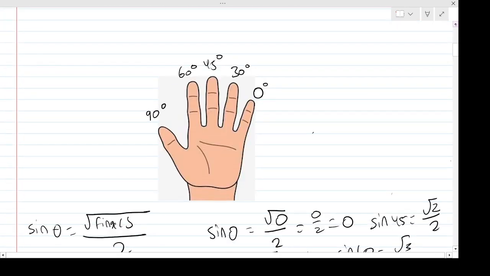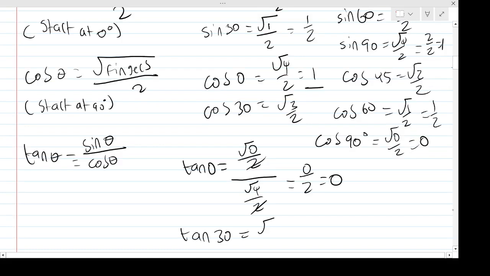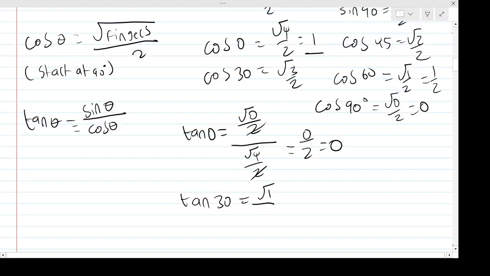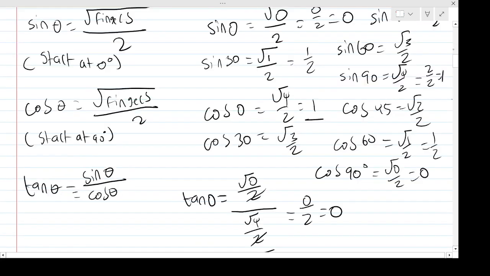again, we want sine and cos 30. Well, sine 30, if we start at 0 again, we have to move 1 finger, so it'd be root 1 over 2. But we don't actually need the root over, we only need just a finger. We only need root 1. We don't need root 1 over 2 because the 2's cancel like here. So we just need the number on top, the finger, right? The number there.